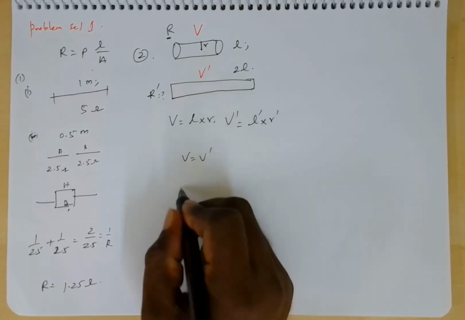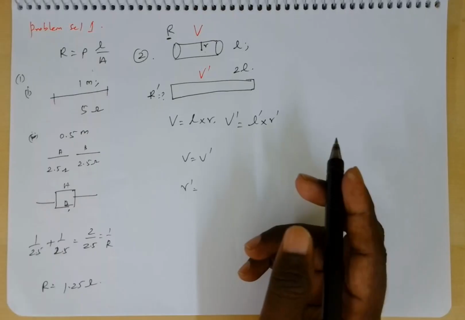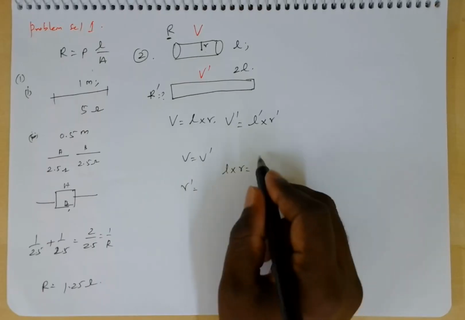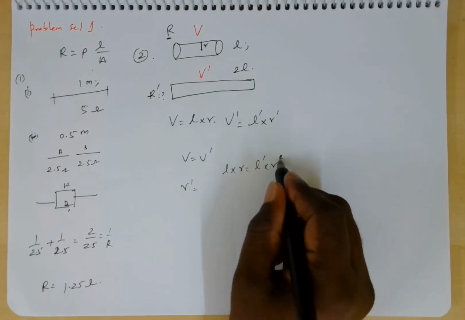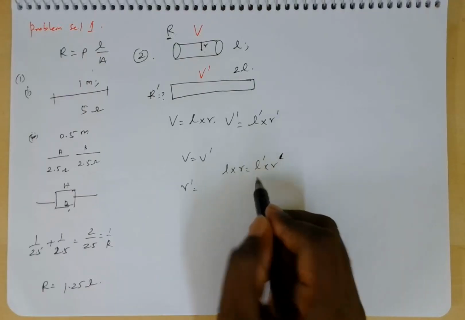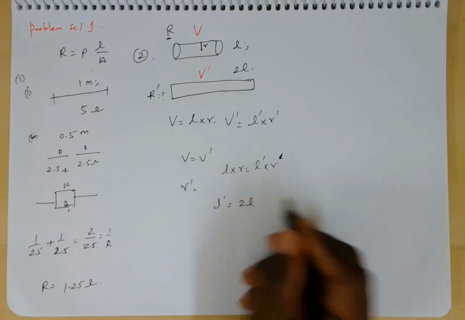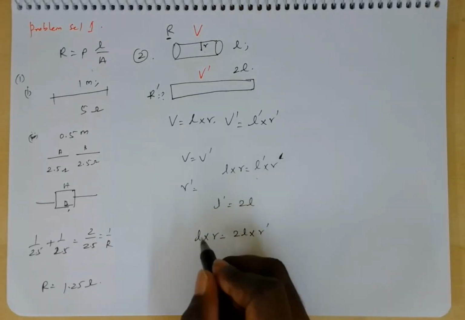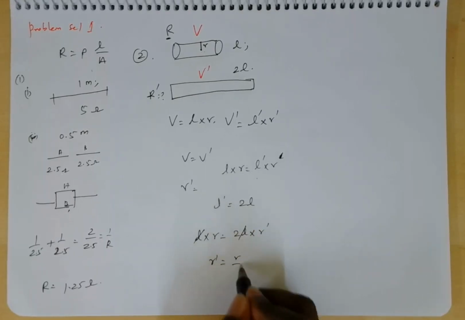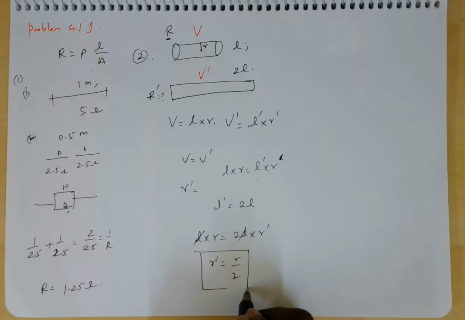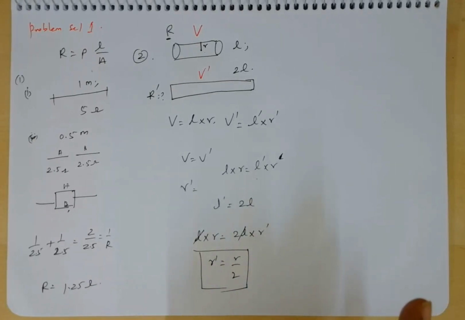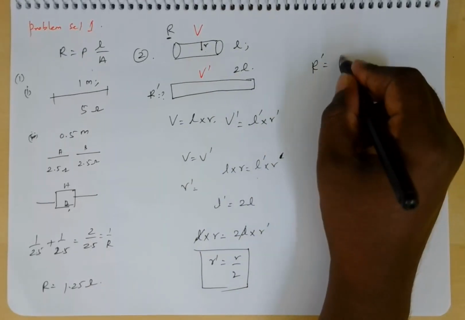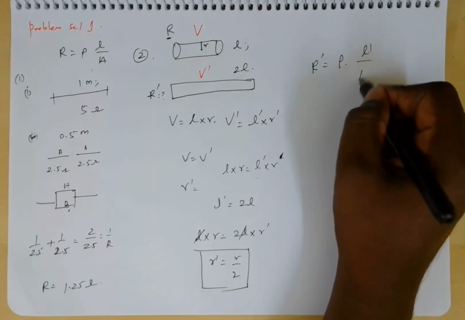Now we want to find R dash, because R dash is not given. So how do we find it? L into R is equal to L dash into R dash, right? But we know that L dash is 2L. So L into R equals 2L into R dash. We can cancel L and L. So R dash will be R by 2. Now what do we need? Resistance of the new wire: rho into L dash divided by A dash, right?